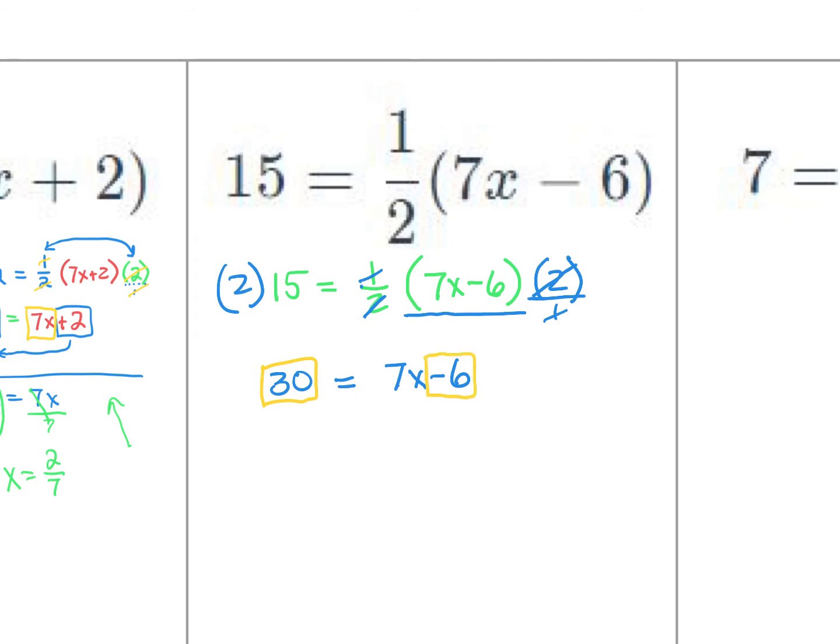The 30 and the negative 6 are on the same team. The 7x is a variable term, so I've got to move the negative 6 over to the 30 side, but when it goes to this side, it becomes a positive 6. 7x equals 36. Divide by 7, that's the last thing to do, and that gets rid of the 7s. X equals 36 divided by 7, or 36 sevenths. Next problem.